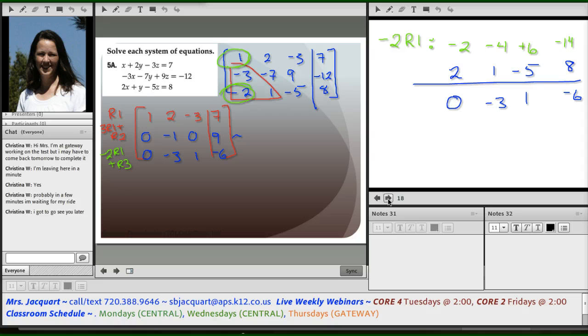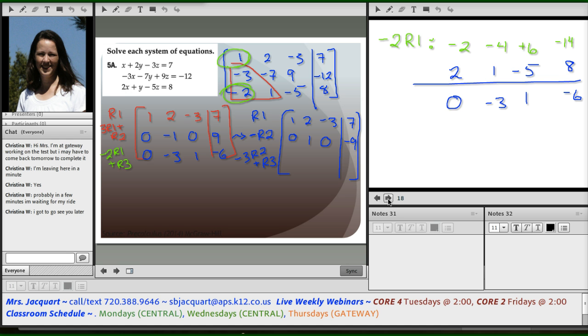Okay, so then this is going to lead us to row 1, which we're happy with. We're going to negate row 2. And then we're going to use -3 row 2 plus row 3. And just a reminder, each time we do these rows, they get new names again. It's just the nature of the game. So row 1 is 1, 2, -3, 7. And row 2 is 0, 1, 0, -9.